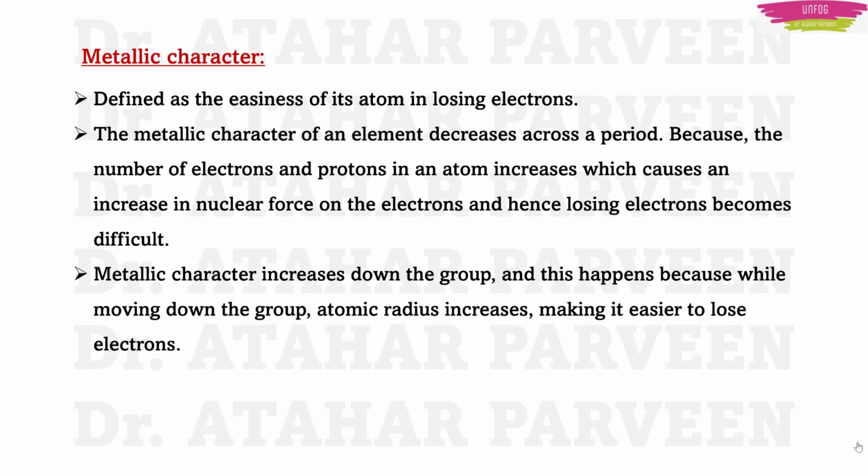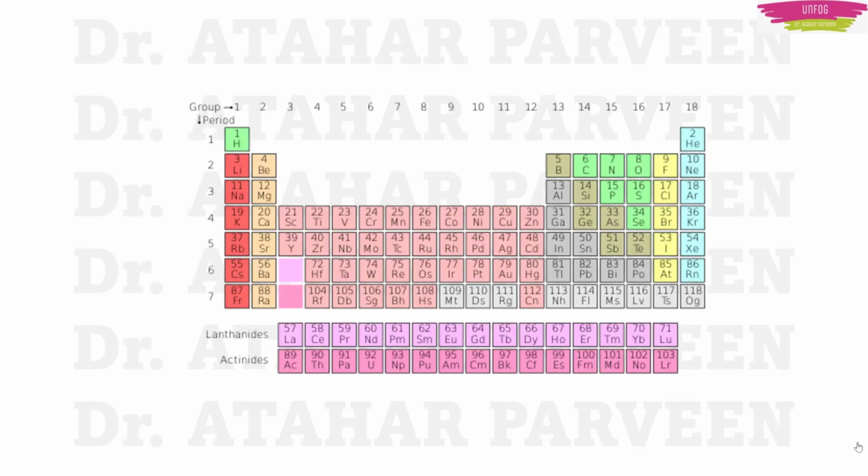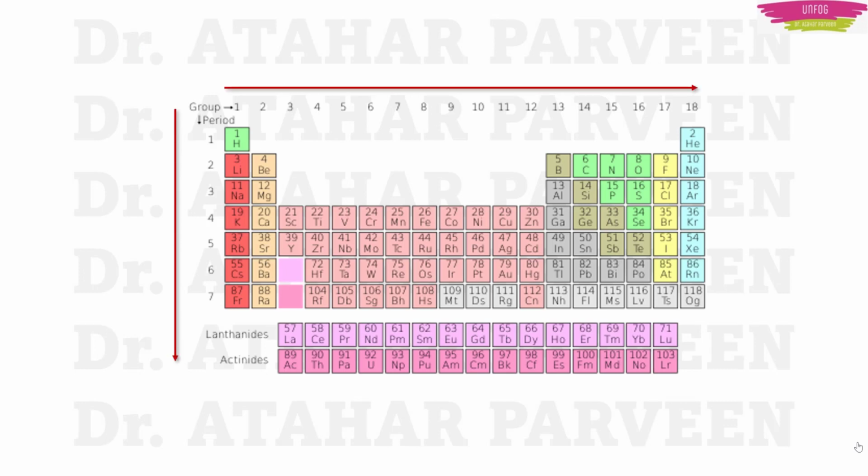Metallic character will increase down the group, and this happens because while moving down the group, atomic radius increases. If atomic radius is increasing means it is easy for an atom to lose the electron. Correct? So if you see the trend in the periodic table, the metallic character will decrease across the period and it will increase down the group. Okay?